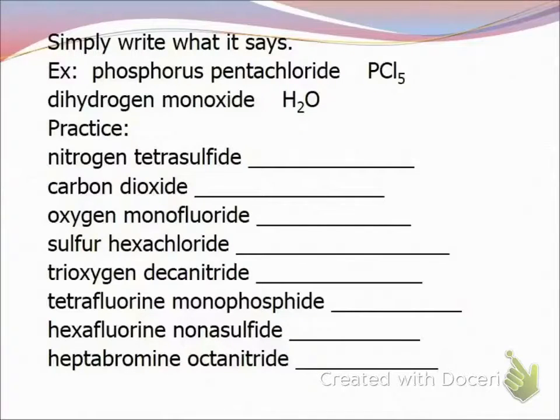So let's do a couple of these. We have nitrogen tetrasulfide. So nitrogen would just be our N. And then we have sulfur for sulfide. And then tetra means 4. So we would have NS4. And that would be its formula. Next to that is carbon dioxide. That one we're pretty familiar with because we've seen it for a long time, but it's CO2.